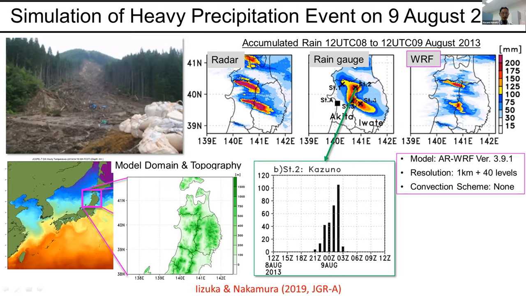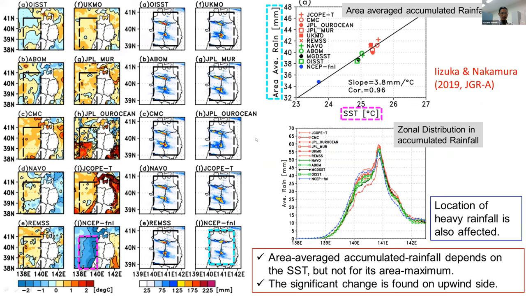With this model, they tried to see the impact of the SST difference on the rainfall, and they showed that the area average rainfall in this region can depend on the SST averaged in this region, as you can see in the top right panel. So warmer SST can induce more rainfall here. In addition to that, they showed that the difference of SST can also affect the location of heavy rainfall, as we can see here.